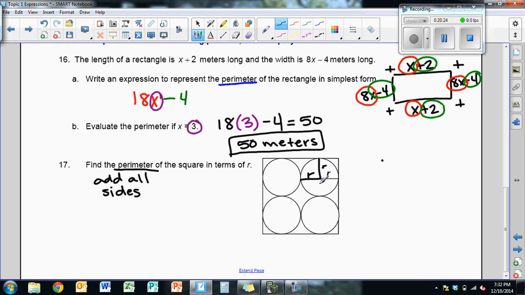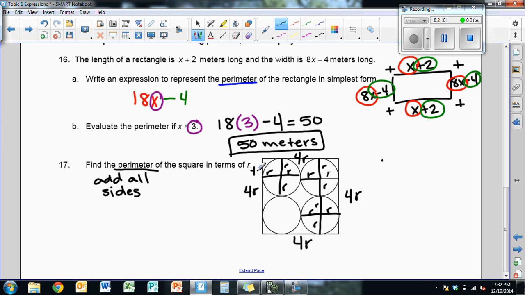This radius is also r. And this radius is also r. And I see these circles are all the same size, so I can label that here as well, and I can also label that here. Well, now let's use that to find the length of our side. This length is 1, 2, 3, 4 r's long. This side is 1, 2, 3, 4 r's long. And I know it's going to be the same on every side because it's a square.